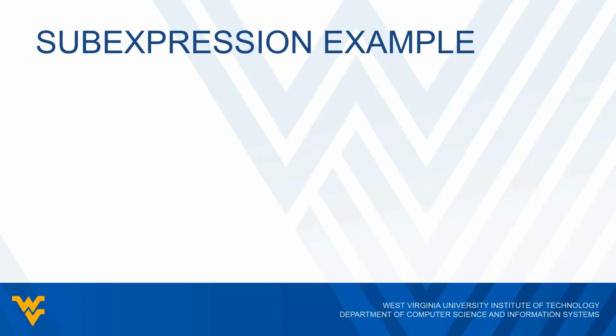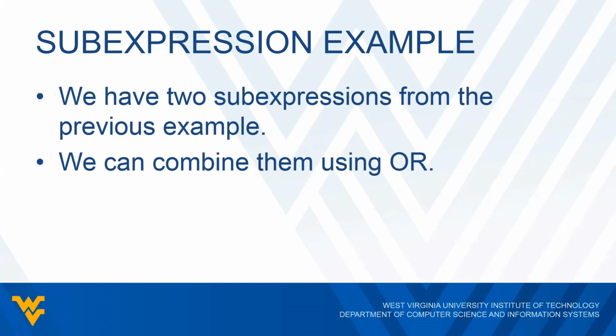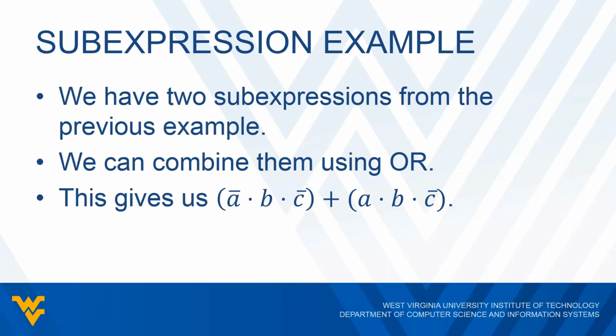So if we use our recurring example, remember that we had 2 sub-expressions from the last step. So all we have to do is just combine them by using the OR gate. So this would give us not A and B and not C, or A and B and not C.